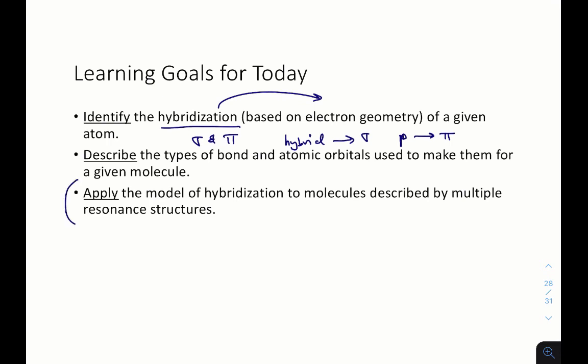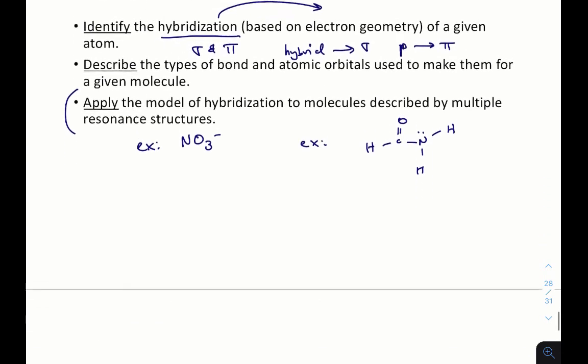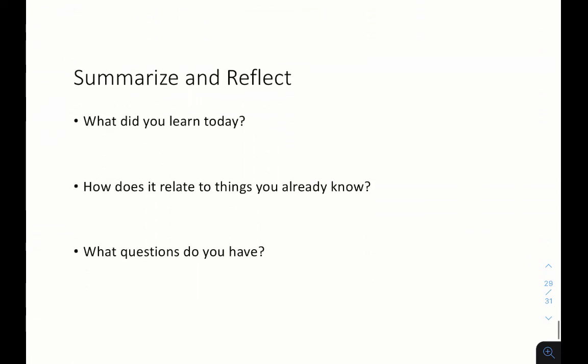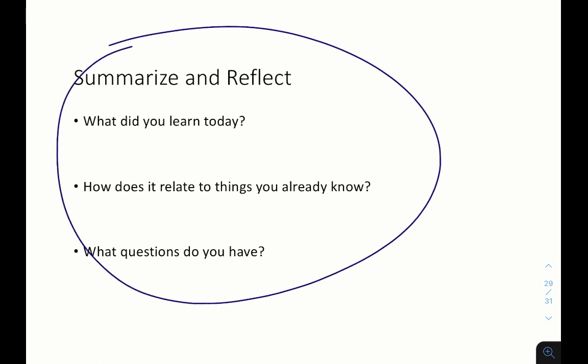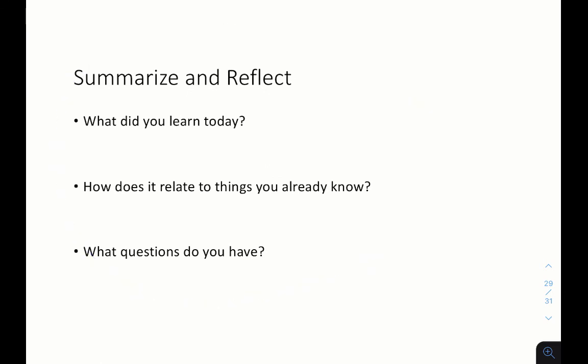And then finally, you should apply the model of hybridization to molecules described by multiple resonance structures. That makes it harder, right? We looked at nitrate just now as an example. You should look at a different molecule. You should think about formamide. What's the hybridization of all the atoms in formamide? What are the bond angles? Finally, summarize and reflect. Do not skip this slide. And then once you've done that, ask me any questions that you have, and then it's time to practice.